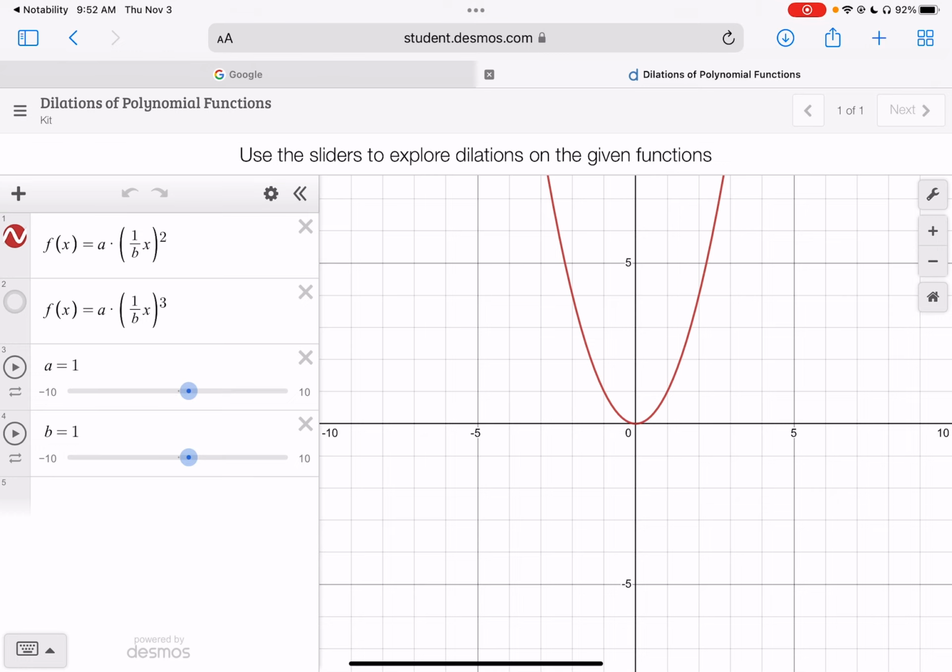Okay, so notice there's two functions. One is f of x equals a times 1 over b x squared, and then the second one is almost the same thing, has the same a and 1 over b, but it's cubed instead of squared, so that's our cubic parent function.